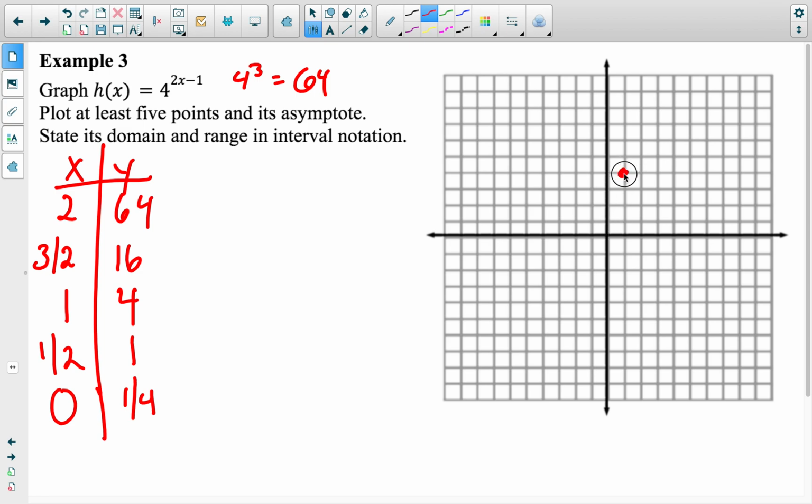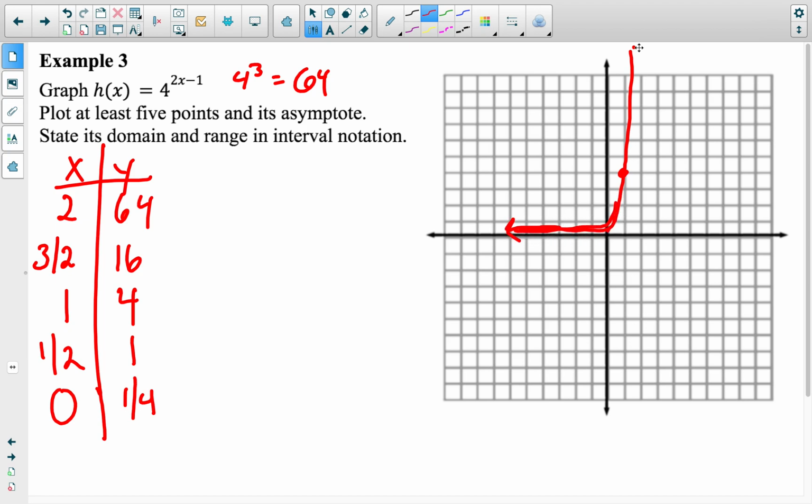So over 1 up 4, over 1/2 up 1, over 0 up 1/4, and then if we were to plot over 3/2 up 16, we'd be way up here, and then 264 would be way, way up here, off the screen. All right, so overall our function is going to look like this. And remember that we're not going to touch the x-axis.